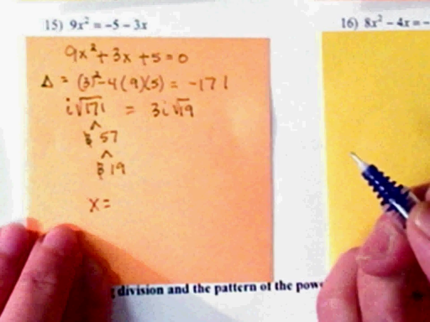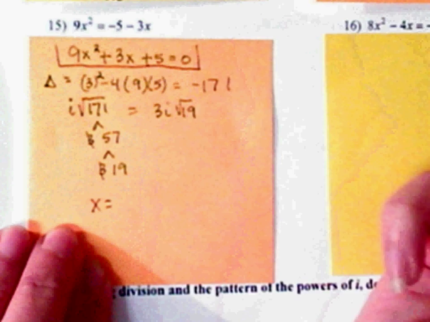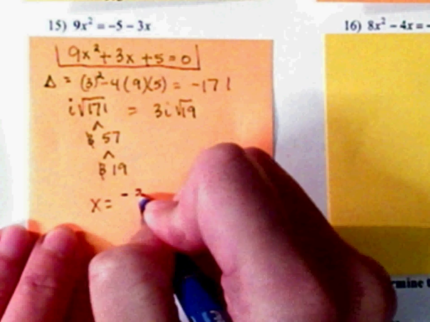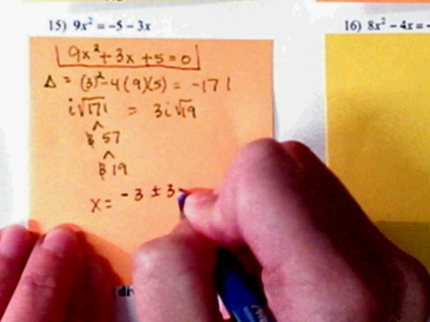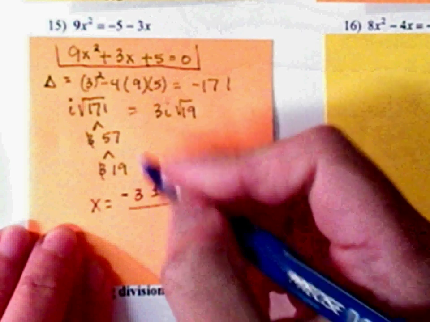Plug into your quadratic formula. Here is the equation you're going to use. Negative b plus or minus 3i square root of 19, all of that over 2 times a, which is 18.